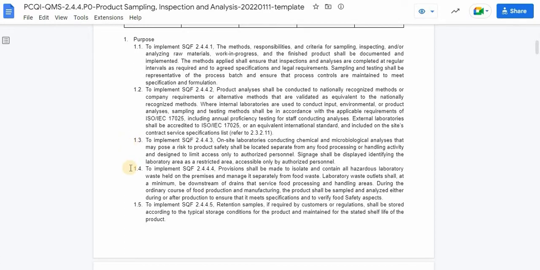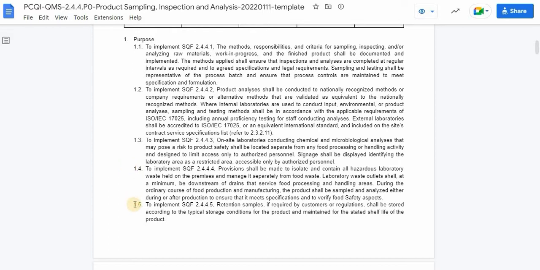Fourth, to implement SQF 2.4.4.4, provisions shall be made to isolate and contain all hazardous laboratory waste held on the premises and manage it separately from food waste. Laboratory waste outlets shall, at a minimum, be downstream of drains that service food processing and handling areas. During the ordinary course of food production and manufacturing, the product shall be sampled and analyzed either during or after production to ensure that it meets specifications and to verify food safety aspects.